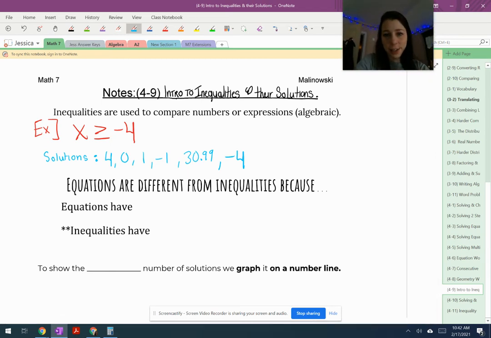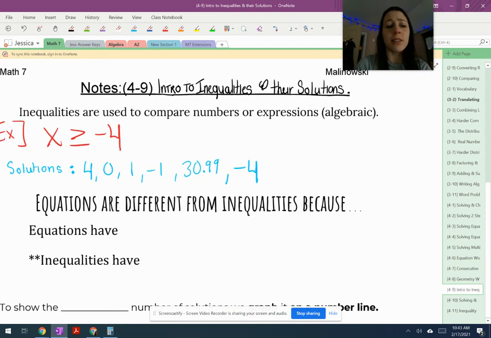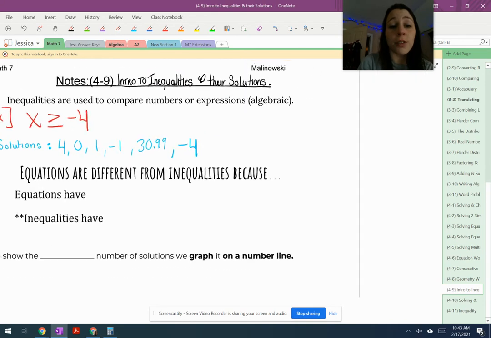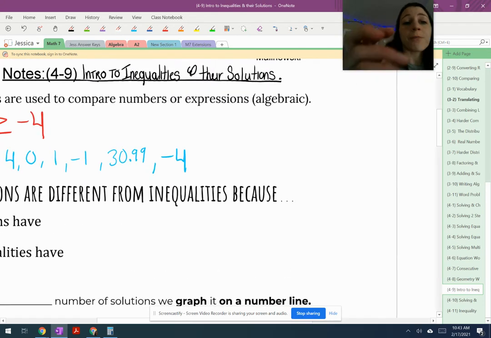And yes, it is. Would we be able to list all of the solutions for this inequality here? Can we list all of the numbers that are greater than or equal to -4? And the answer to that is no. We cannot list them all because there's too many. Let's make a little note of that.